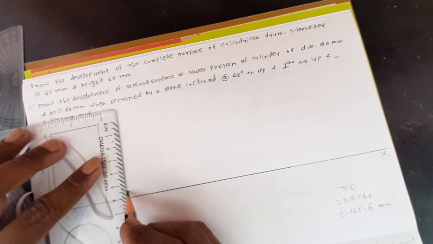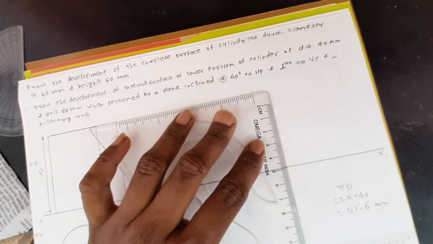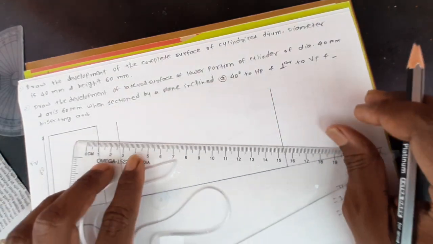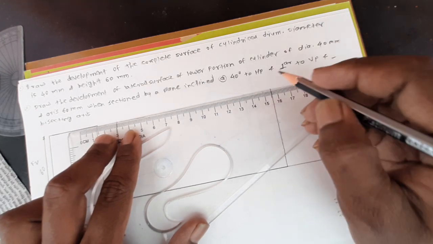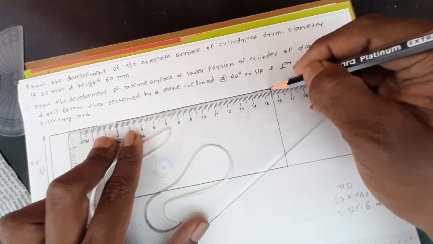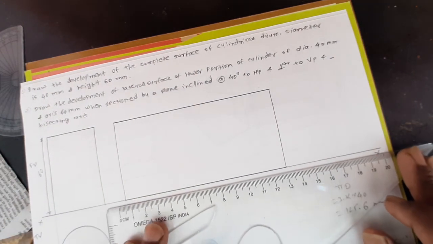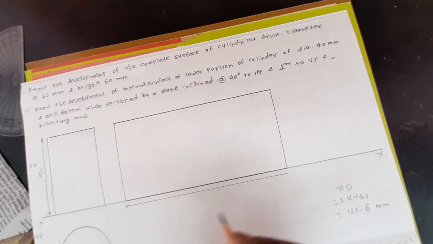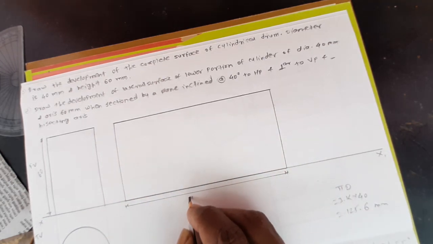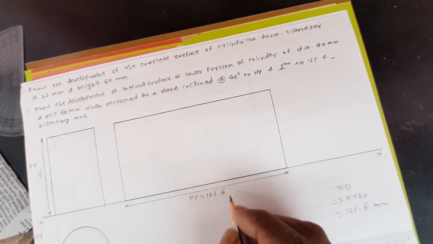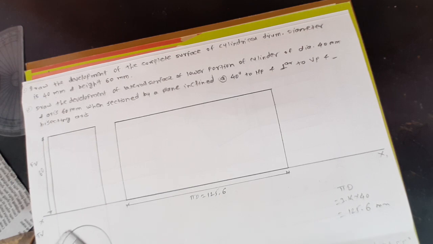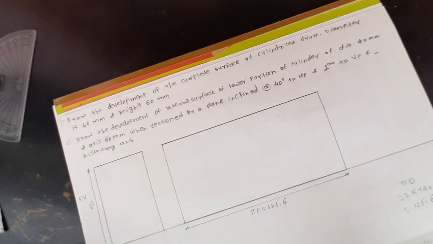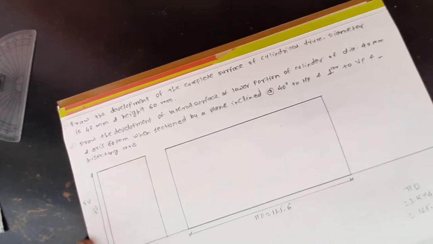Here mark the height 6. Now again from here mark the height 6 and simply join this. Here you have to mention the distance. It's pi d, which is equal to 125.6. Okay, so this is the development of the cylinder. So this is the solution of the first statement. Now we have to move to the second statement. Now the second case, let's see.